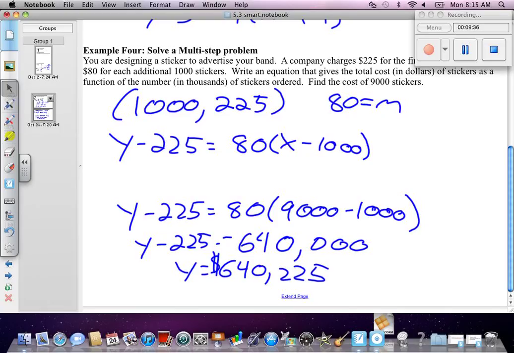All right, ladies and gentlemen, make sure you're able to use these equations, slope-intercept form, slope, and point slope form, and you will do fine on the quiz tomorrow.